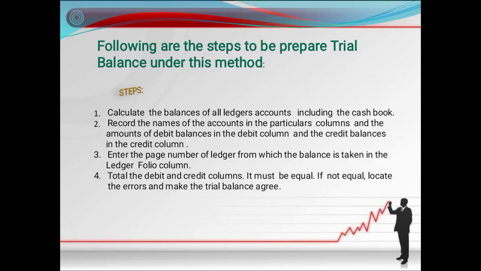Again, you have to take balances from the ledger. From there you put them in the trial balance, and then you have to total the debit column and the credit column. If the columns match, then it's okay, but if the columns don't match, then you have to locate the errors.